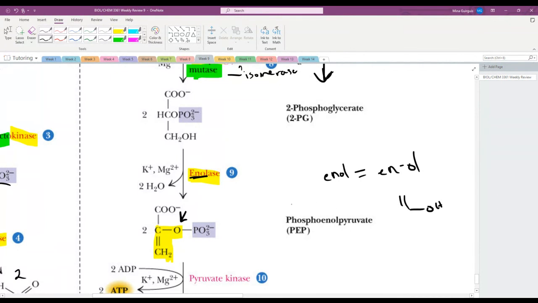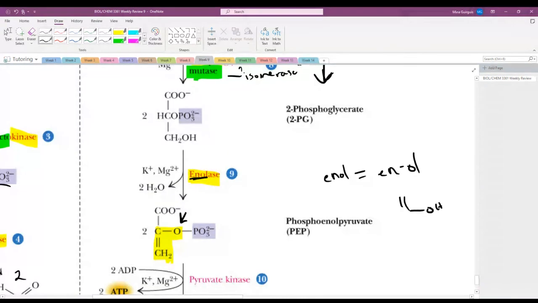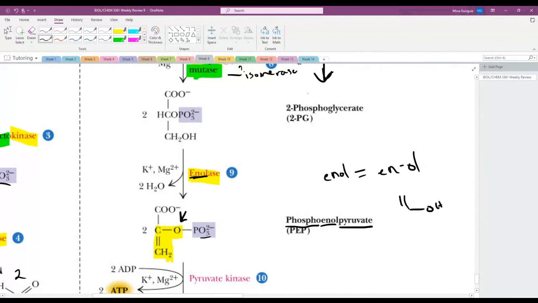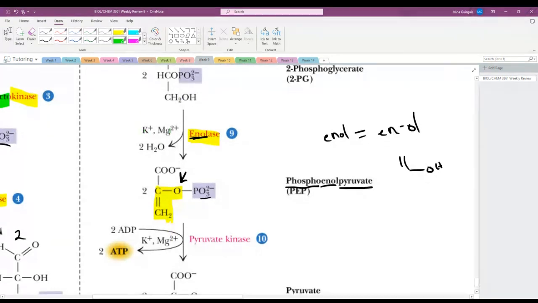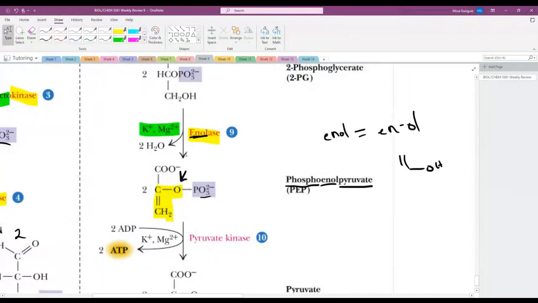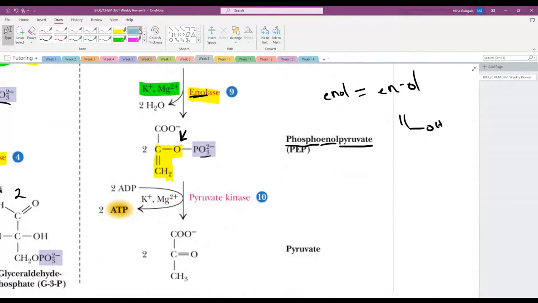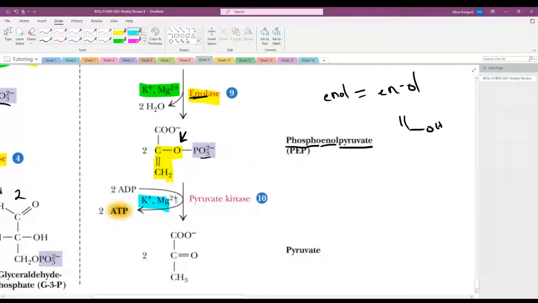And so the product that we get is phospho, because there's a phosphate group, enol, because there's an enol group, pyruvate. So now we've shifted from glycerate to pyruvate because we've changed something, okay? And once again, we have cofactors, in this case, magnesium and potassium. And actually, we have those same cofactors down below. So we're just gonna repeat that same process.